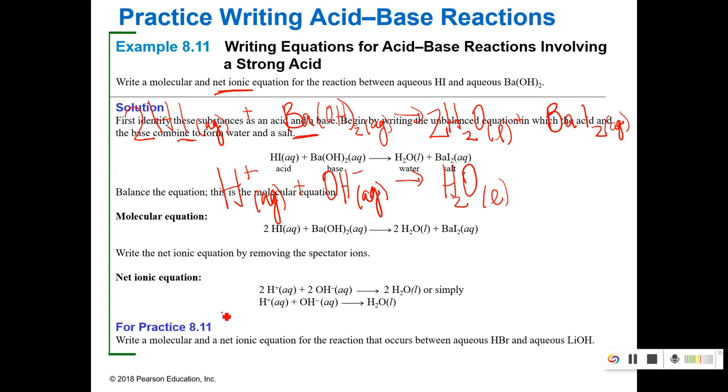Okay, one more. HBr and lithium hydroxide. Makes water. And whatever's left is lithium bromide, aqueous. Okay, that one is balanced, so we're good to go.